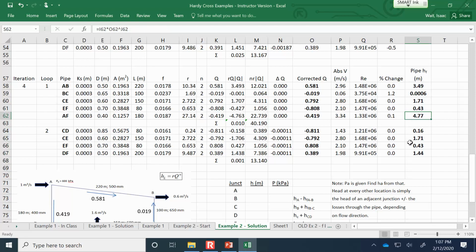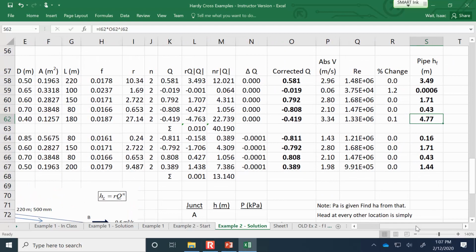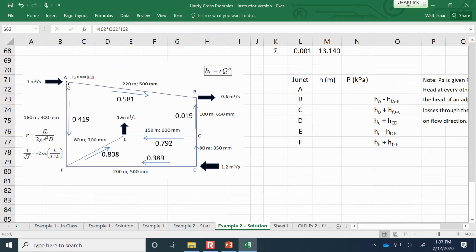So we know the head loss through all of these pipes. In the initial sketch that we had, it said that the pressure at A is known to be 600 kilopascals. That's a control point, as it's called. It's a location where we know the pressure and we want to find out the pressure at each of these other junctions. Assuming that they all have the same elevation, the only thing that's causing a pressure change is the head loss through the pipes.